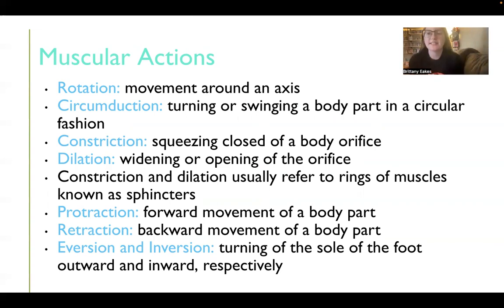Constriction would be the squeezing closed of a body orifice. Dilation is widening or opening of an orifice. And these usually refer to rings of muscles known as sphincters. Protraction is a forward movement of a body part. Retraction is a backward movement of a body part.